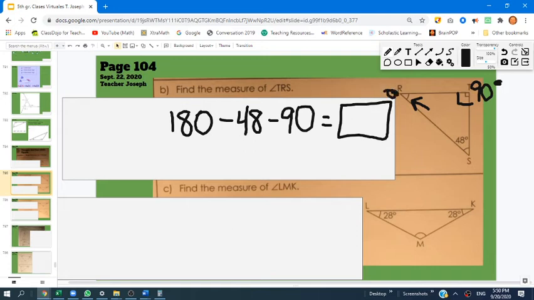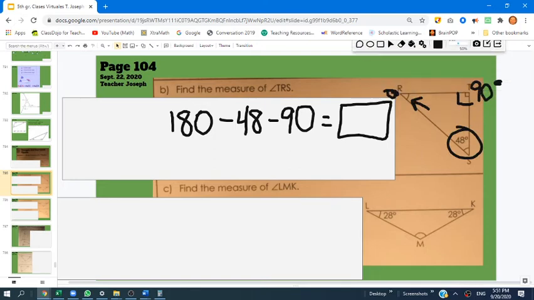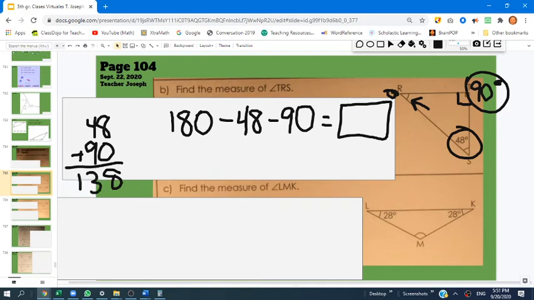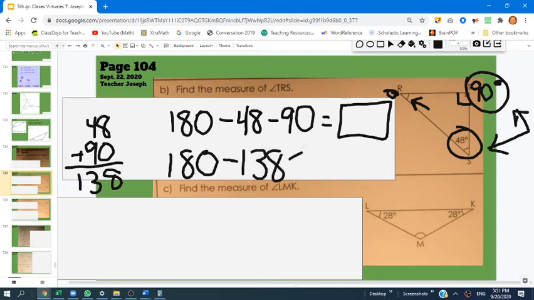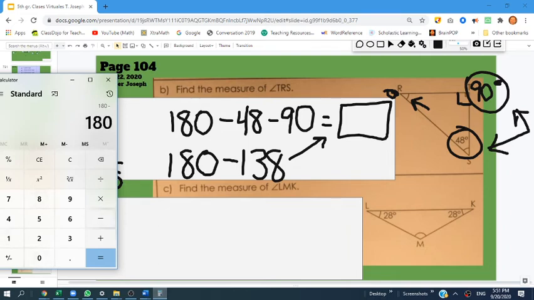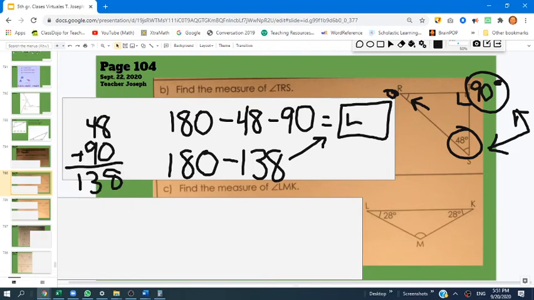Okay? Now, if I didn't want to subtract and I wanted to start by adding, I could add up 48 plus 90. I'm going to do that right now. 48, which is already my angle measurement that was given, plus 90. Here we have 8, 10, 11, 12, 13, 138. Okay, but I'm not finished though, because I need to subtract 180 minus those two angle measurements that I just found. So 180 minus 138 is going to give me my answer for the measurement of angle TRS. Let's do that one in the calculator. 180 minus 138 equals 42. 42 degrees. Okay? Go ahead and pause the video and do letter C on your own.